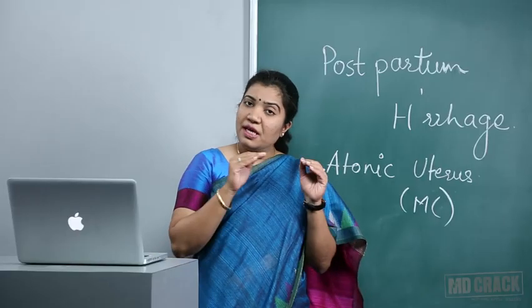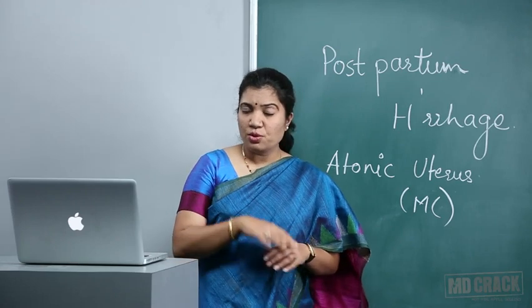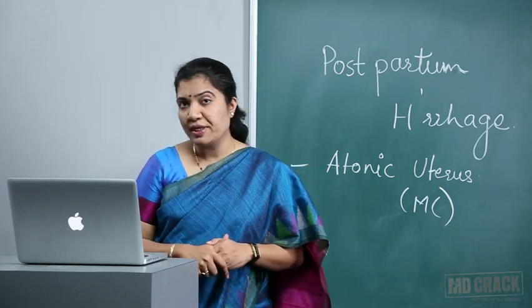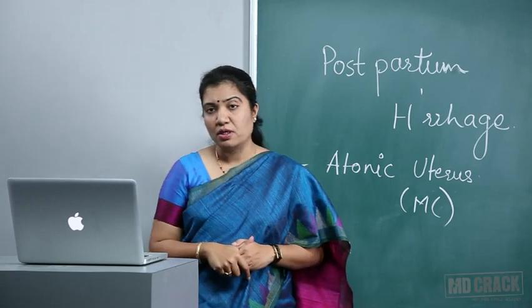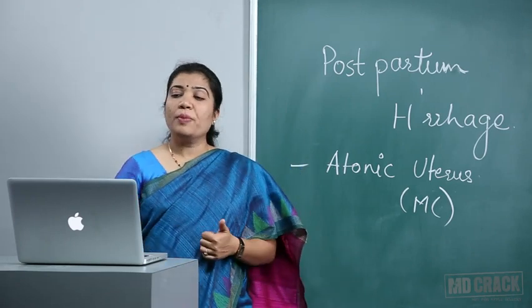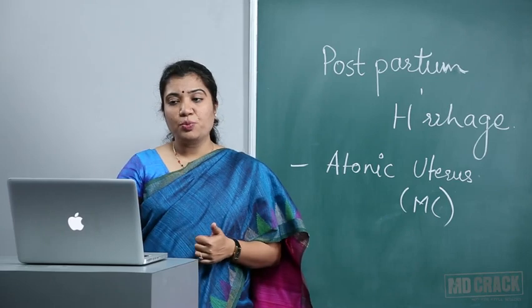Tissue. If there is any tissue retained in the uterine cavity, that will lead to profuse bleeding after the delivery of the placenta as well. Thrombin: if there is coagulopathy or DIC, that will lead to PPH.